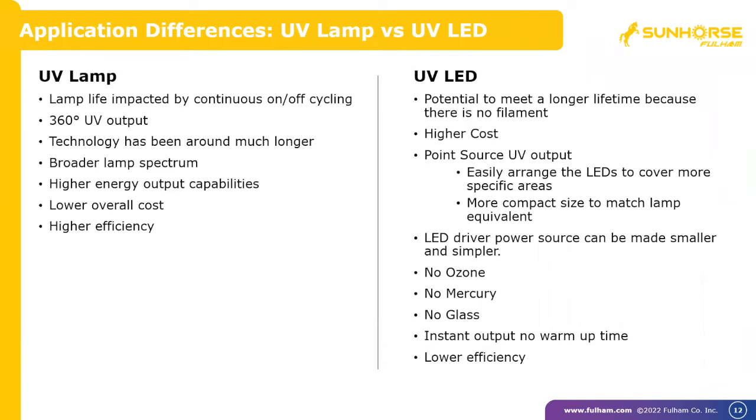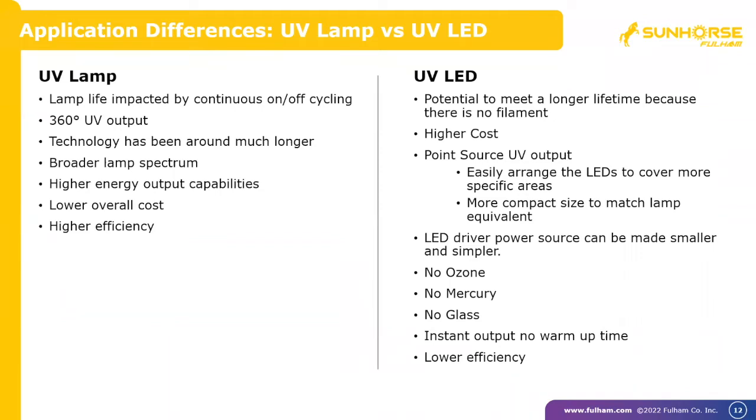So here's where we'll break down UV lamps versus UV LEDs and really see what the impact on an application is going to be. With UV LEDs, the improvement they have over the lamp is the fact they have no filament. They have the ability, once the technology advances, to achieve longer life. However, the technology itself hasn't advanced yet to reach where a UV lamp is today.